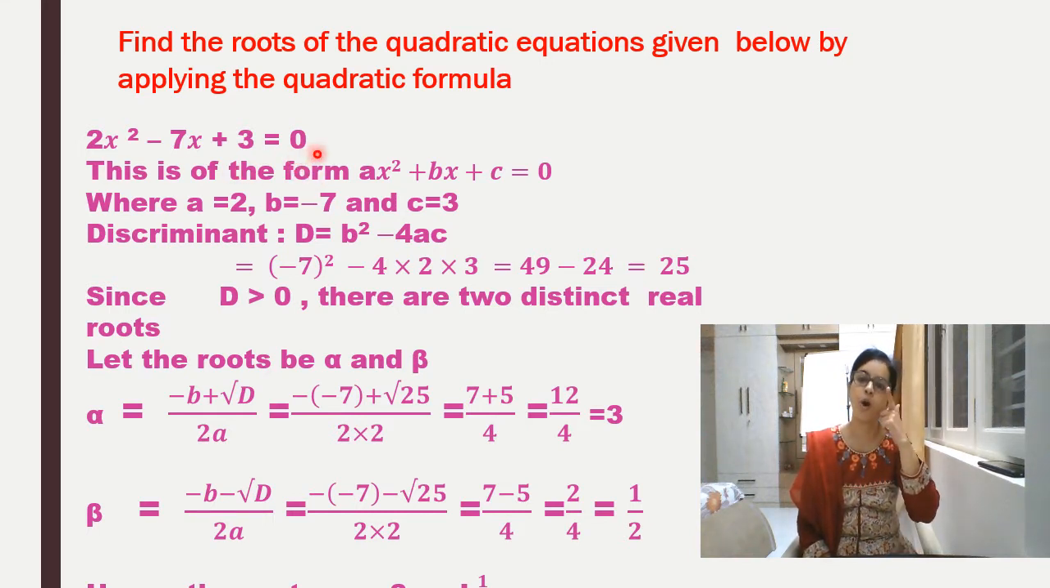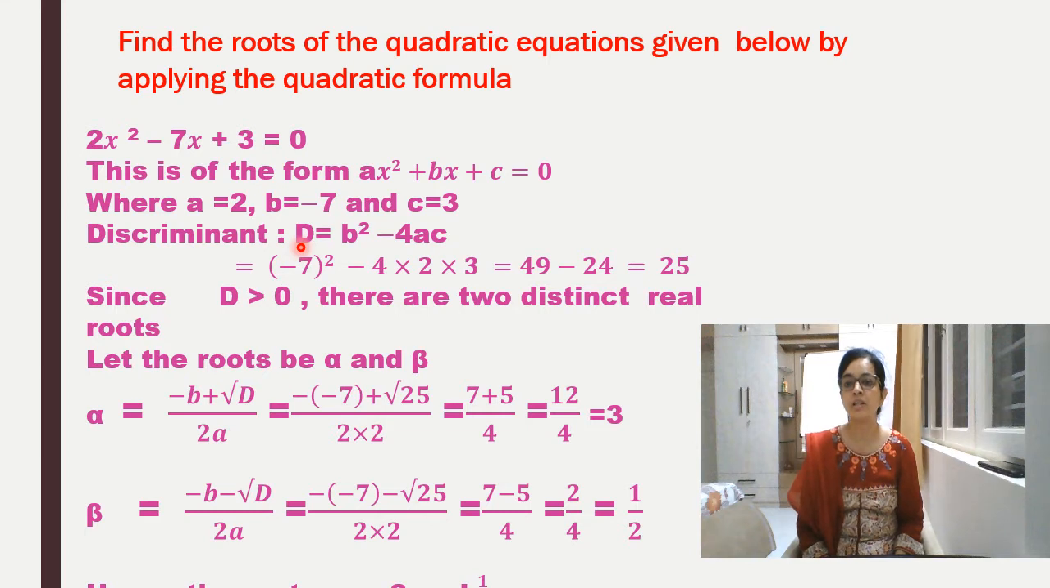Now this is of the form ax squared plus bx plus c. As you can see, 2 is a, minus 7 is b, and c is equal to 3. These are the coefficients of the respective terms x squared, x and the constant term. Now you know that the discriminant is b squared minus 4ac. This is called the discriminant, and it is denoted by the capital letter D.